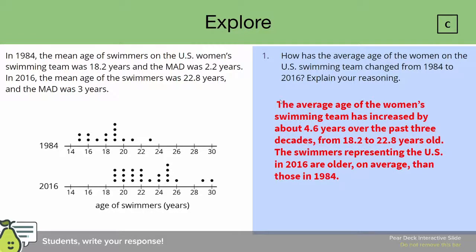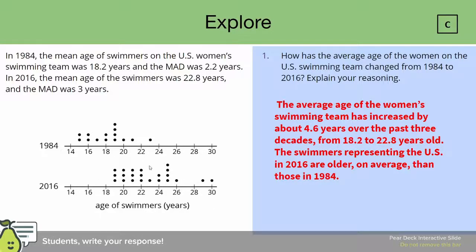All right, welcome back. If you said the average age of the women's swimming team has increased by 4.6 years over the past 3 decades, from 18.2 to 22.8 years old, and that the swimmers representing the U.S. in 2016 are older on average than those in 1984, that is correct. And we can see that from the dot plot as well.